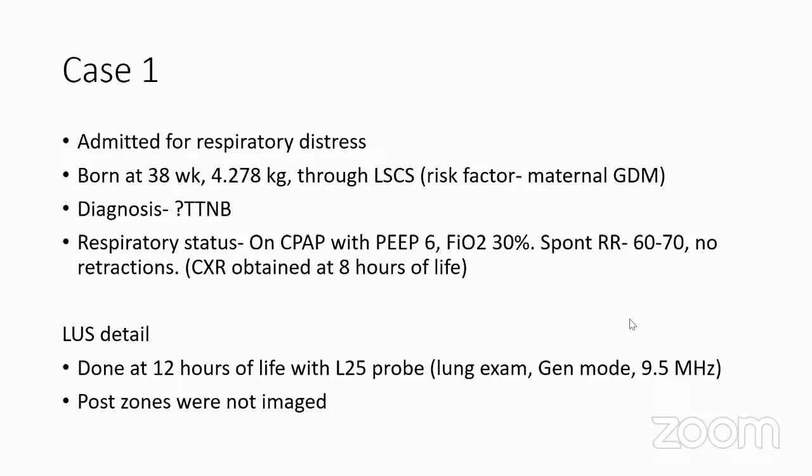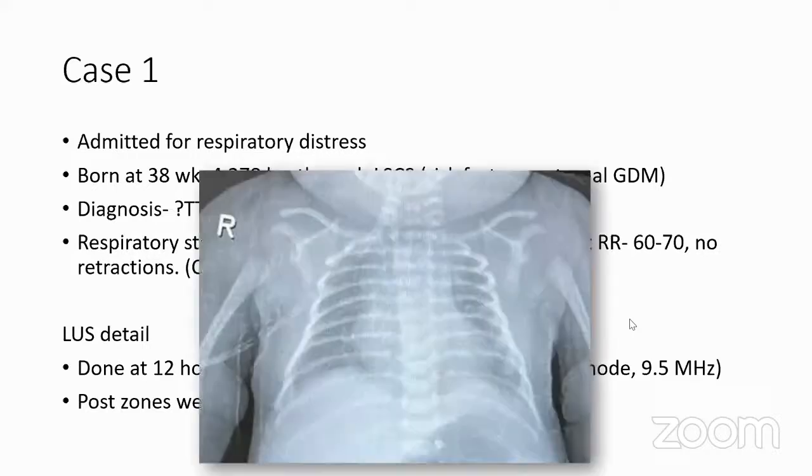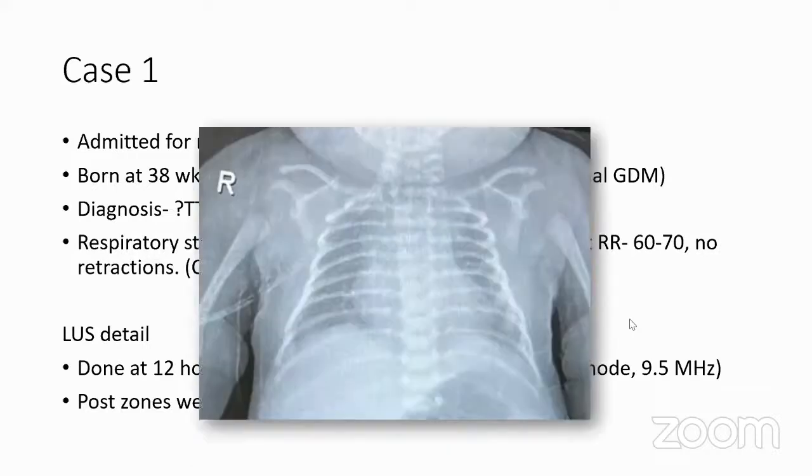This X-ray, which I'll be showing, was taken at 8 hours of life. And I did the ultrasound at 12 hours of life with a linear probe. Posterior zones were not imaged. So this is a little bit of an underexposed film, but coming to the lung area.